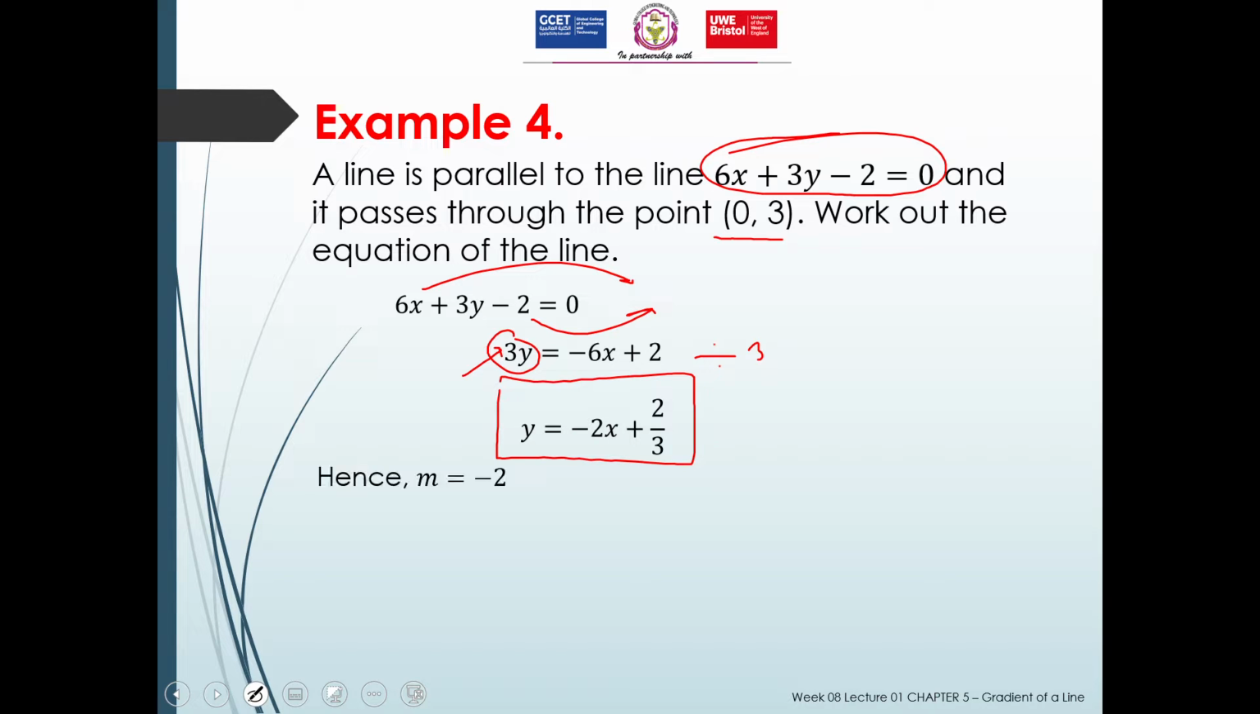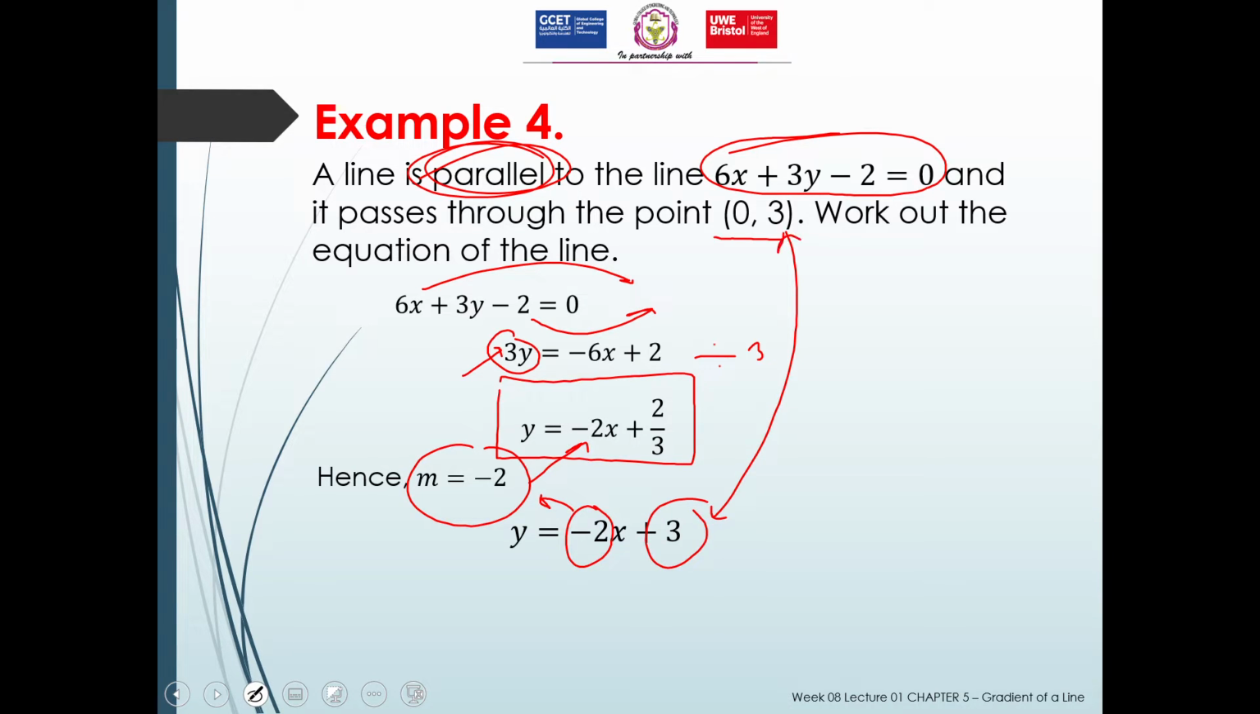So from this standard form, we see that m equals -2. And so therefore, the equation of the second line is y equals -2x, this m, since they are parallel, their slopes are equal, plus 3. This 3 is taken from here, this is the intercept of the second line. So the equation is y equals -2x plus 3.